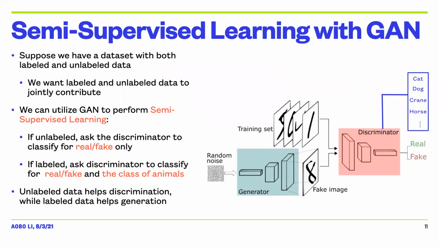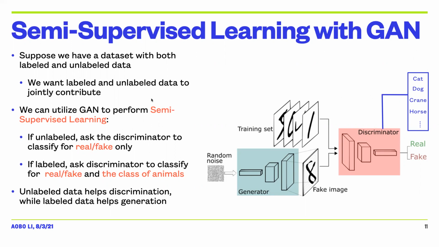Okay, so the other model I'm planning to talk about is semi-supervised learning with GAN. Suppose we have data sets. Remember what I said, semi-supervised learning is a learning scheme where we have both labeled and unlabeled data. So suppose we have a data set with both labeled and unlabeled data. We want both types of data to jointly contribute to our training task.